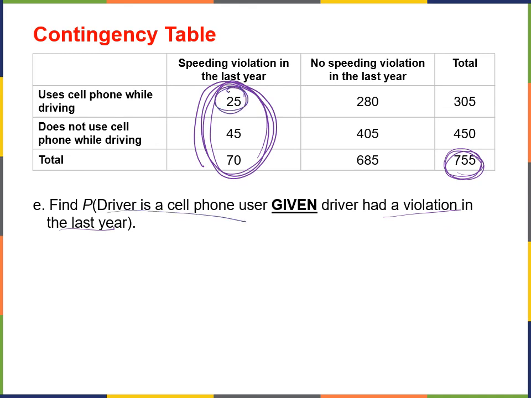They used a cell phone given we're working within this group of people who had a violation in the last year. So the probability in this case would not be out of the 755, but really would only be out of the 70. It's a smaller group we're working with because of the conditional, the given probability. And 25 people out of those 70 fulfill this requirement. They were drivers that used cell phones, given that they had a violation.